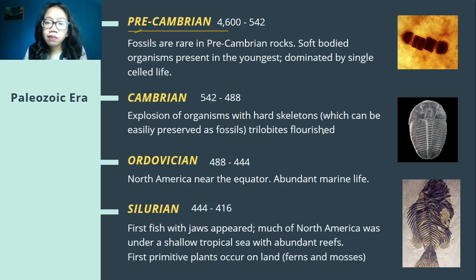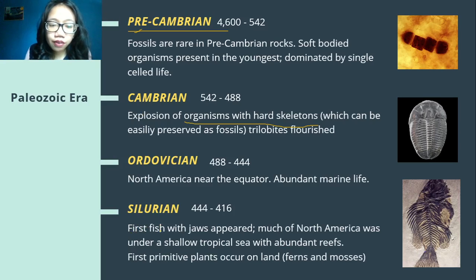But by the Cambrian, here you have organisms with hard skeletons. So trilobites are one of the first organisms which were able to incorporate minerals into their bodies and create shells. So they left a lot of fossils on the seafloor. Okay, so the Cambrian was followed by the Ordovician, okay, abundant marine life, followed by the Silurian.